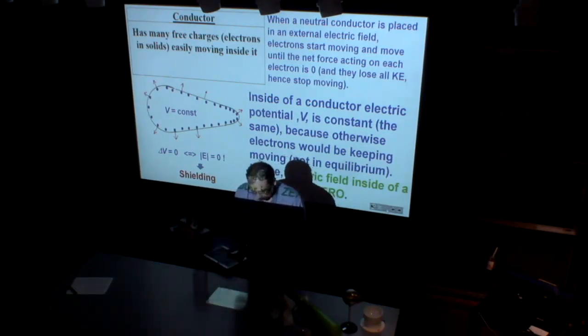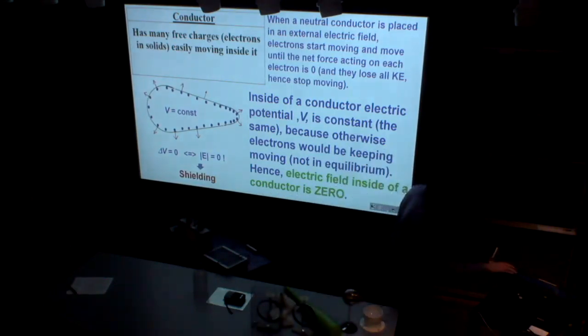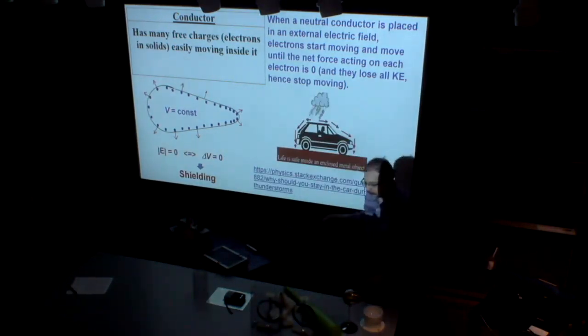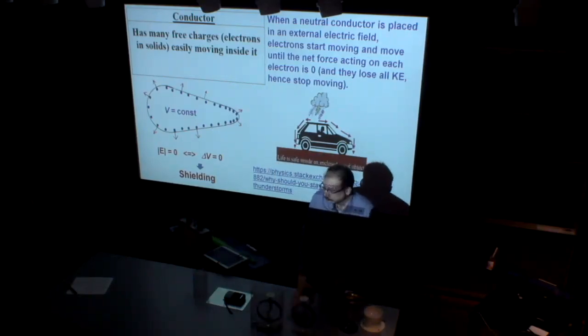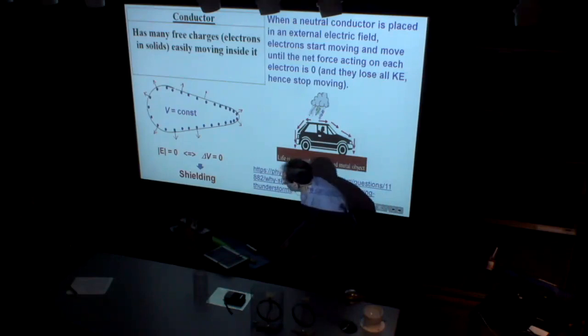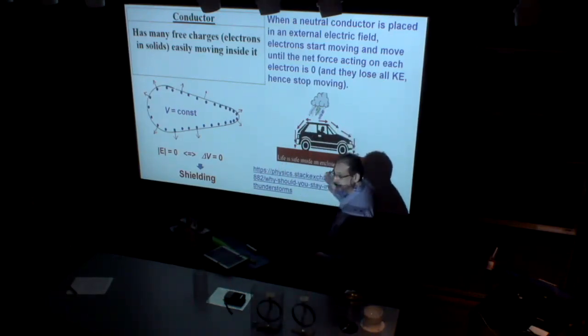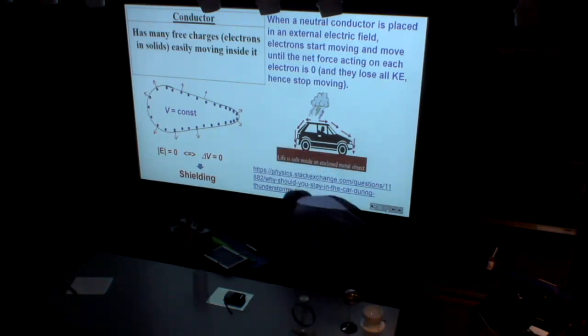So this is what we call shielding. Inside a closed conductive surface, electric field cannot penetrate. It's zero. And how do we use it? Well, there are different ways to use it. For example, if you are inside a car, you're safe. Because even if lightning hits the car, you are in a closed conductive surface, so electric charge just drains down. The car might be damaged, but not you.